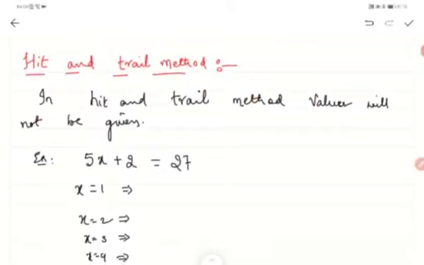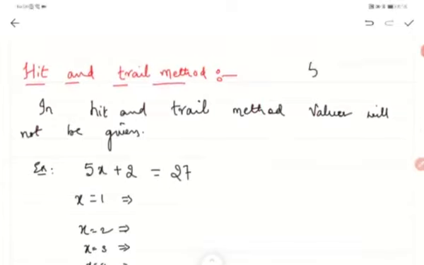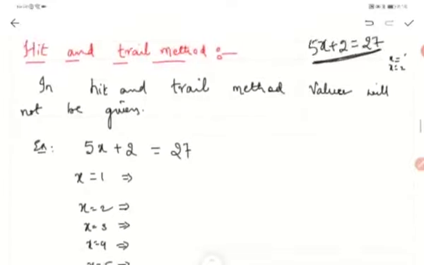Suppose this is 5x plus 2 is equal to 27. This is a given equation. Or you got a statement, and you have written this statement in equation form. So what you will do is try to find the x value which is true. You'll try to put some values like x equal to 1, x equal to 2, and you will check for it.